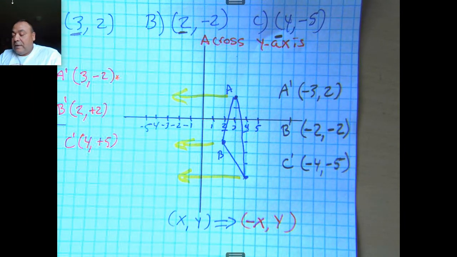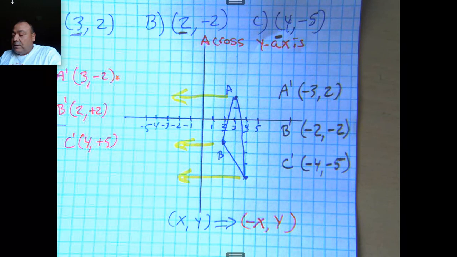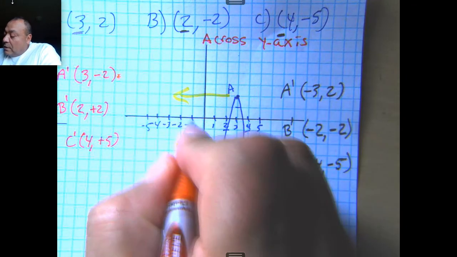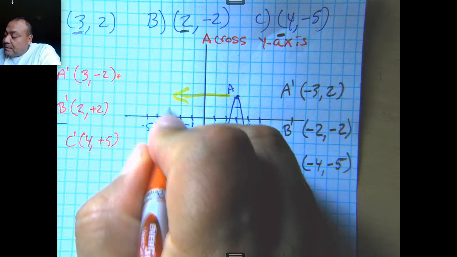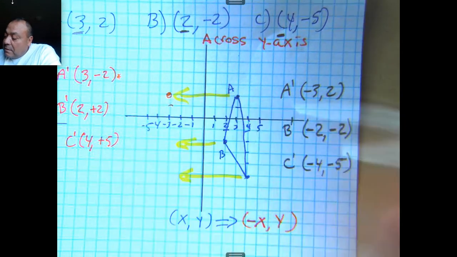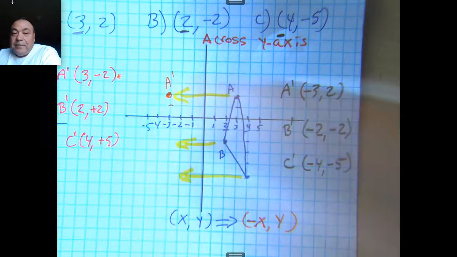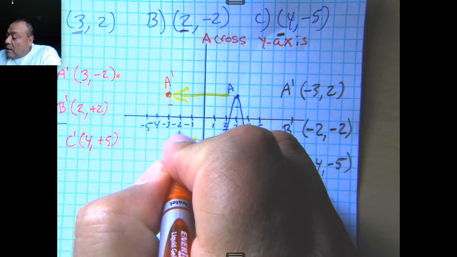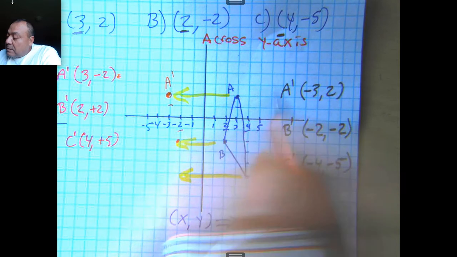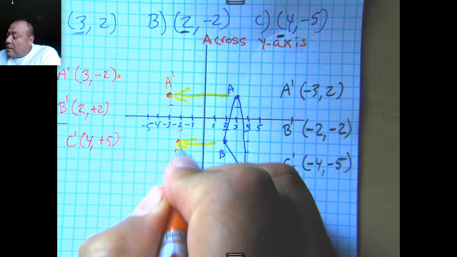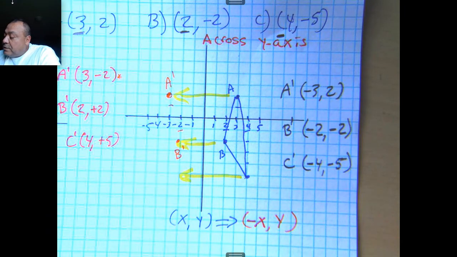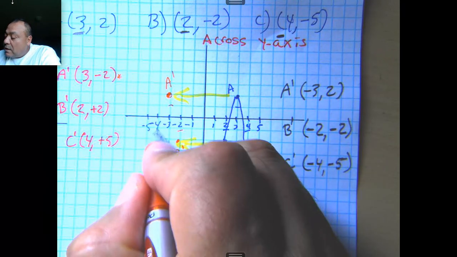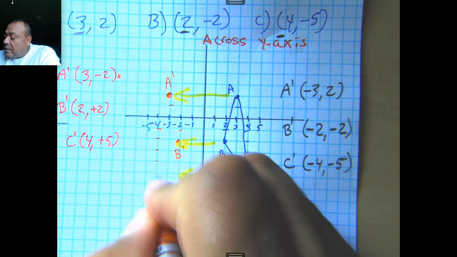And we're going to do the orange again. -3, 2. So I'm going to go 1, 2, 3, and then up 2. Okay, so I got my A prime. Okay. And then I'm going to go -2, 2. So I'm -2 and then 1, 2. So that's my B prime. Okay. And then I'm going to go -4, -5. So -4 and then 1, 2, 3, 4, 5. And that will be my C prime.